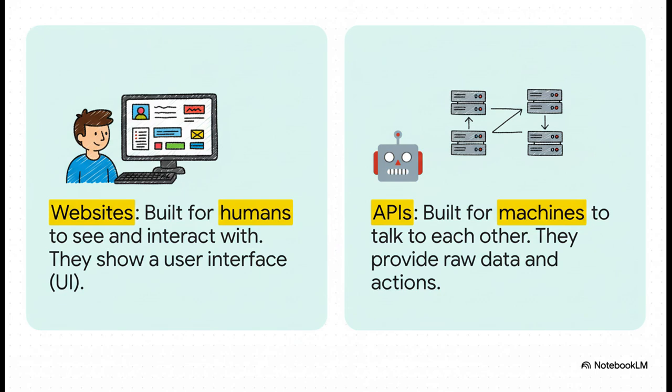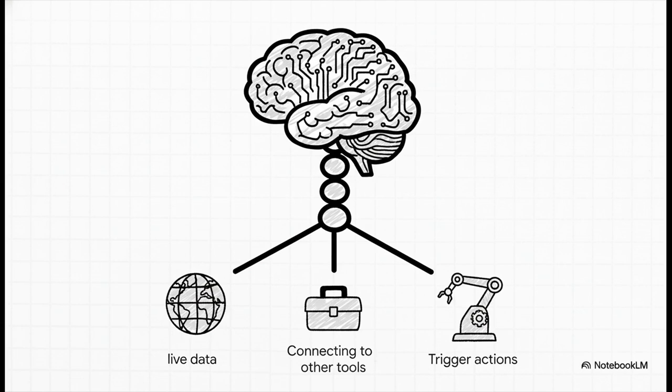If you want a super simple way to remember the difference, think of it like this. Websites are built for humans to look at. They've got buttons, colors, stuff for our eyes to interact with. APIs, on the other hand, are built for machines to talk to each other. They're all about the raw data and actions, letting software communicate directly. No humans needed.